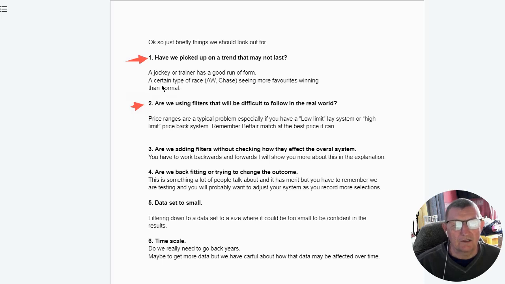Are we using filters that will be difficult to follow in the real world? So what do I mean by that? Well, if you talk about, say, a lay system and you say, I'm not going to lay below 3. Now, Betfair will match at the best price possible with a lay system. So you may be looking at your selection and going, I've got a limit, I'm not going below 3, and that's like at 3.01 or 3.1 or whatever, and you place the bet, and then suddenly the market drops and you get matched at 2.9.